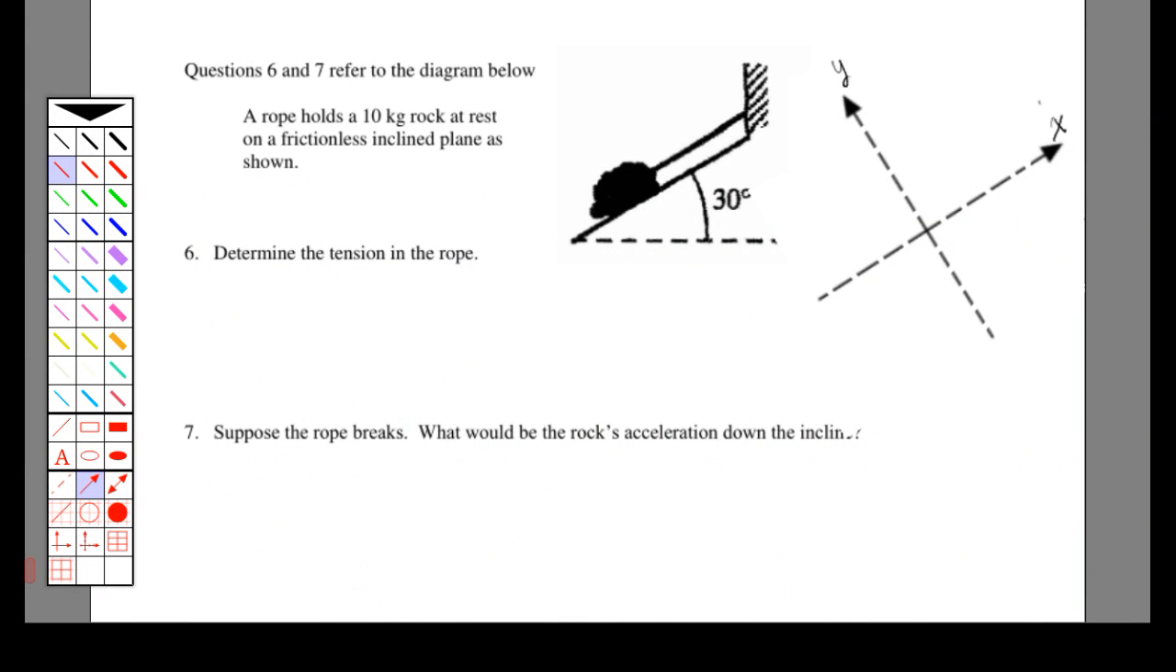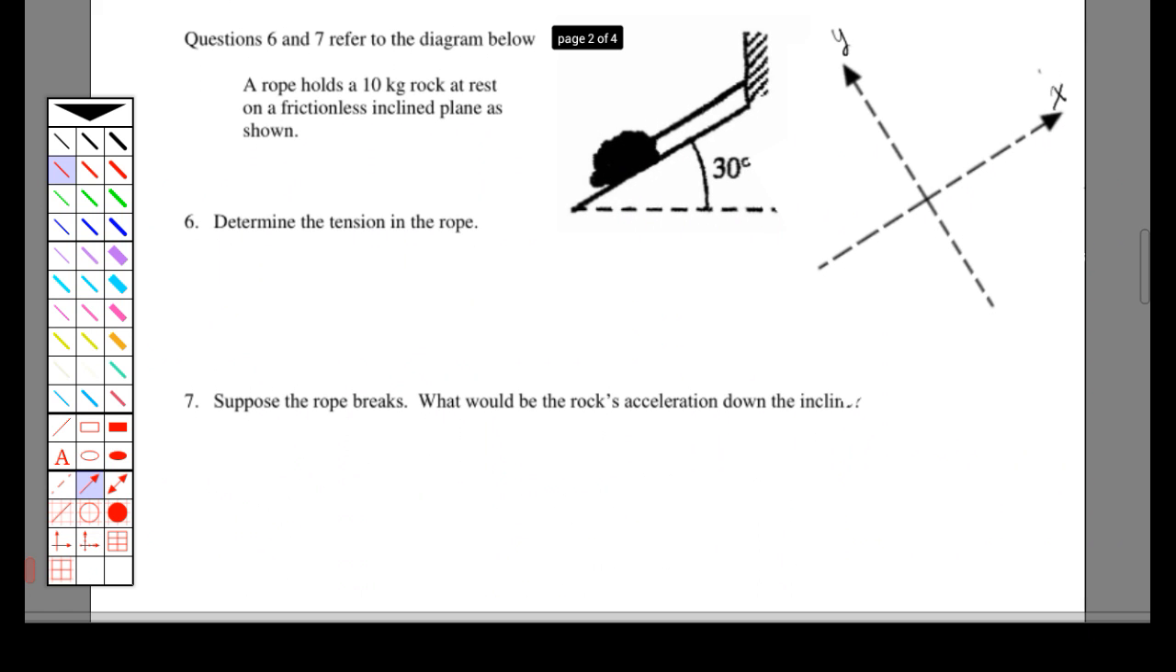Okay, here's the solutions to questions 6 and 7 in the Newton's laws practice problems. So what we have here is a rope holding up a rock on an inclined plane, and the inclined plane's at 30 degrees. And on the right you'll see I drew a coordinate system, and notice that I've placed the x-axis in the same direction as the slope of the plane.